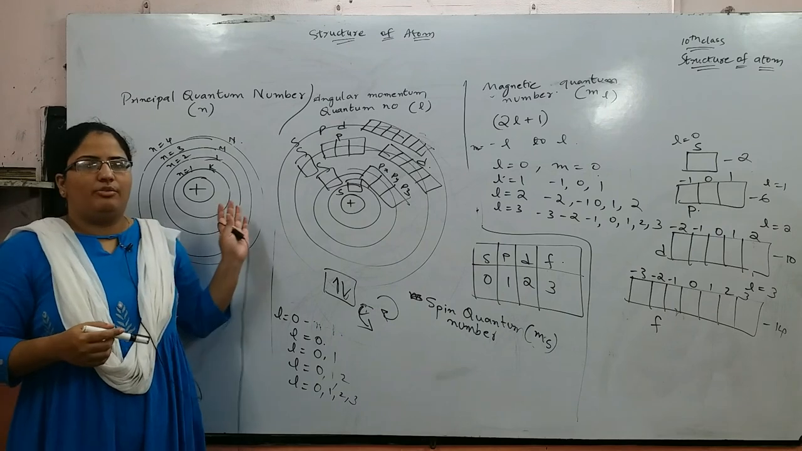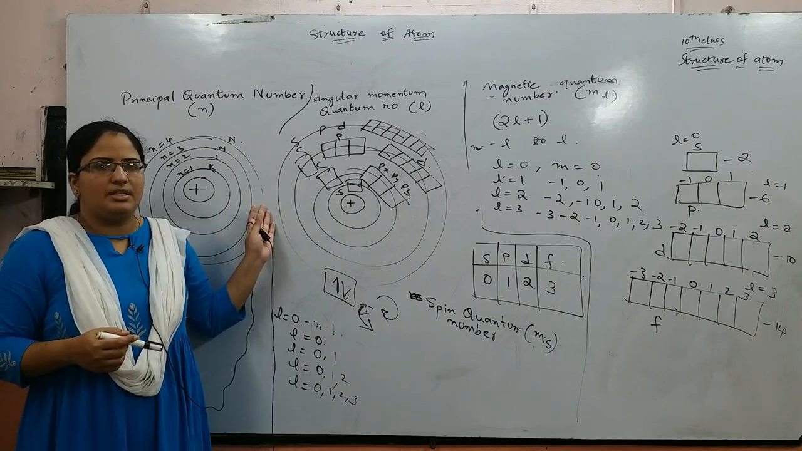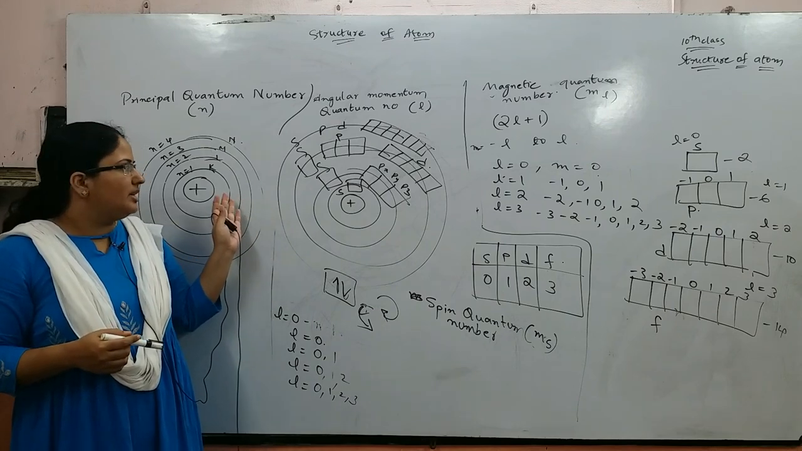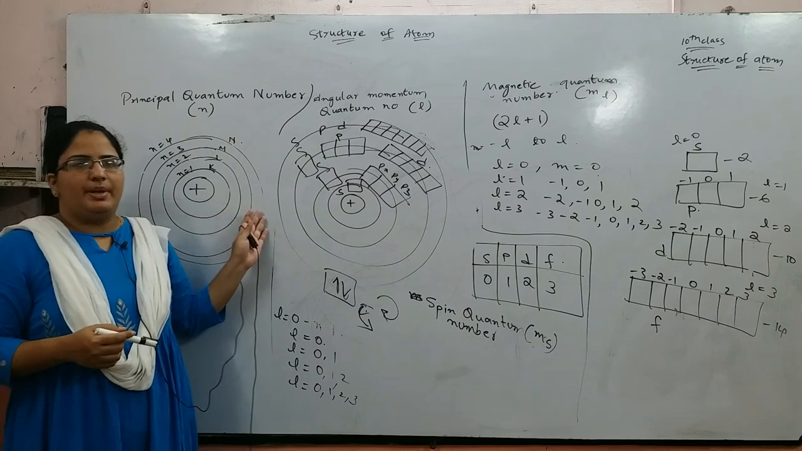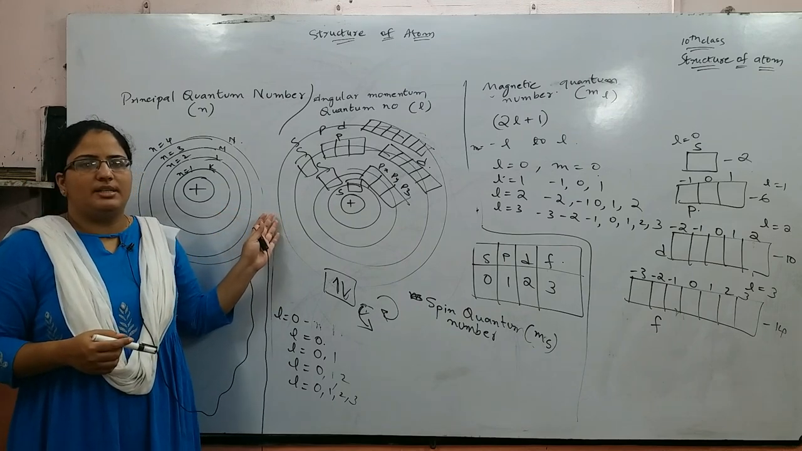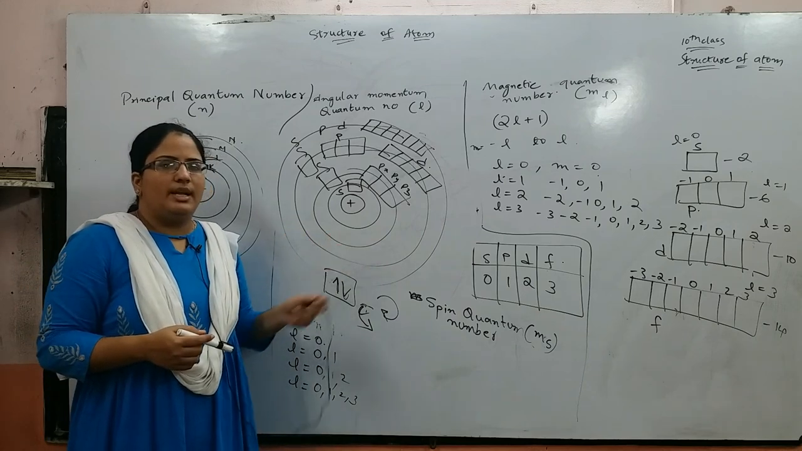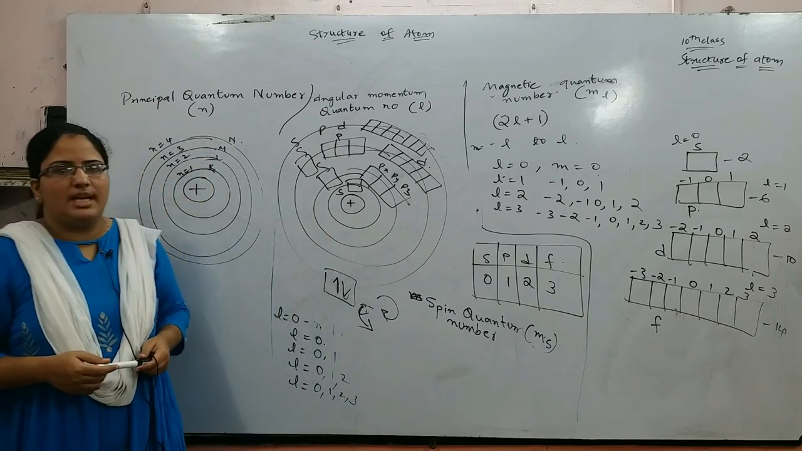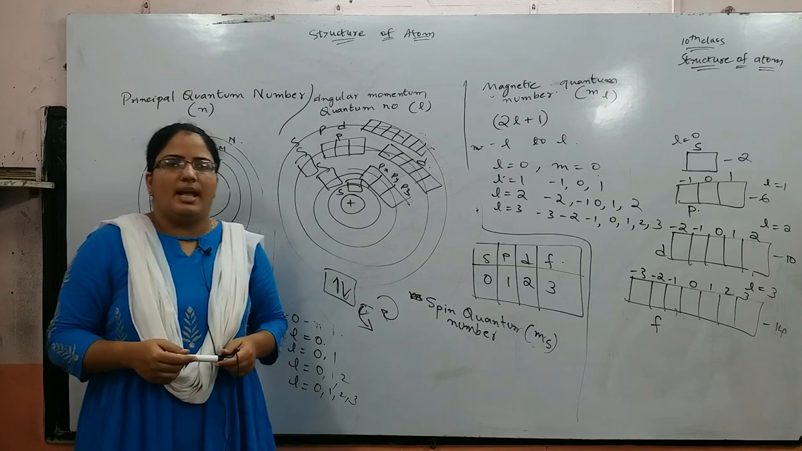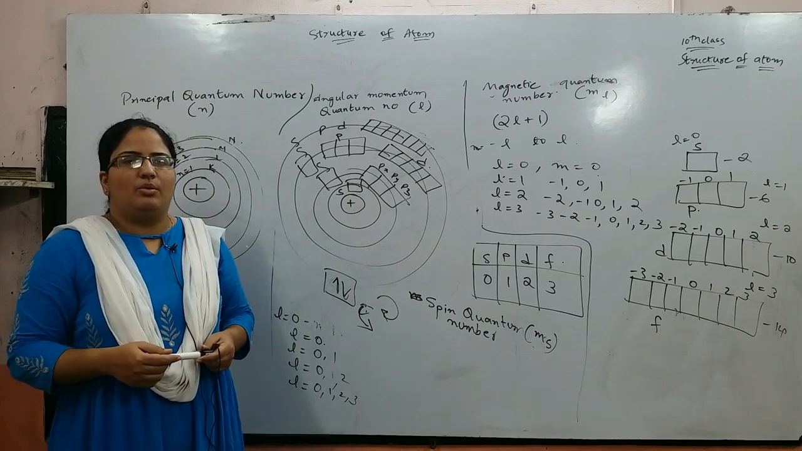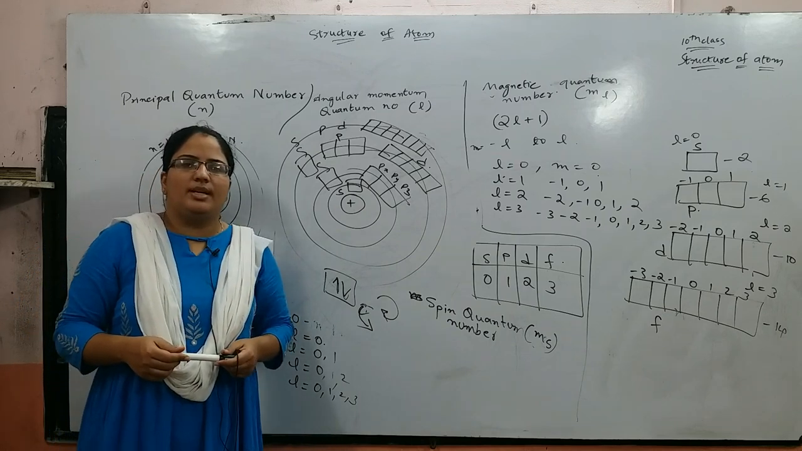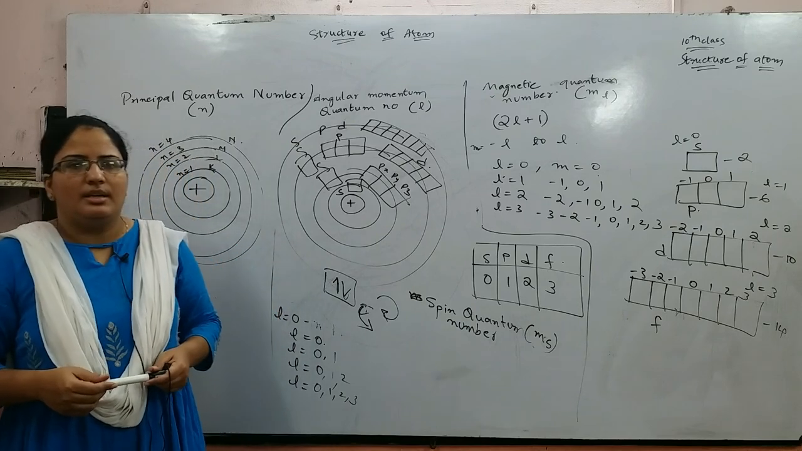These are the 4 quantum numbers that we have discussed. They tell us about the position, spin, size, energy and orientation of the electrons. In the next class we shall discuss the shapes of the orbitals and some more rules. So that's all for today's class, children. We shall continue in the next class.